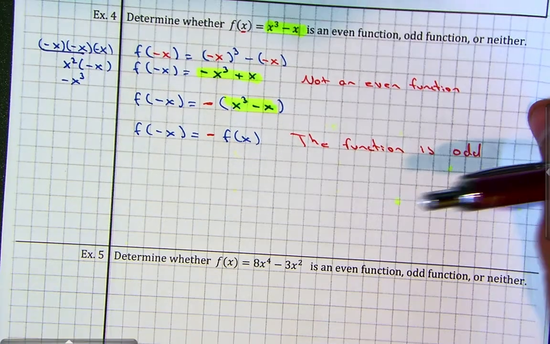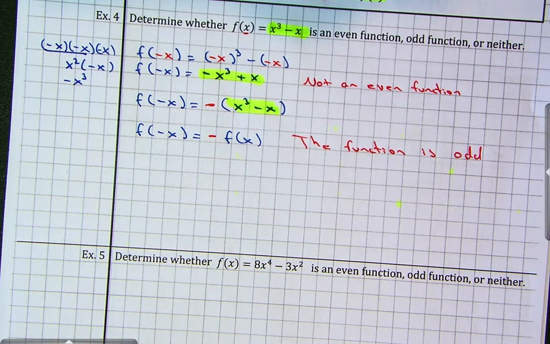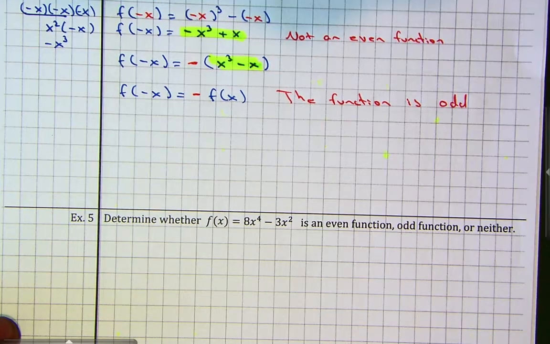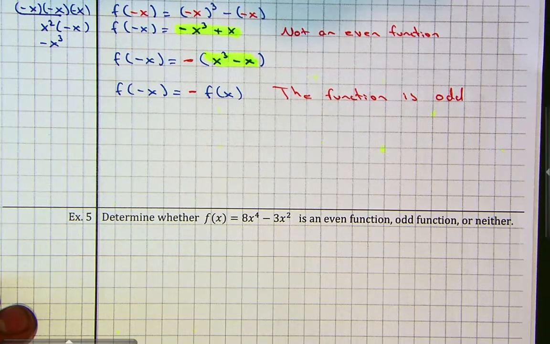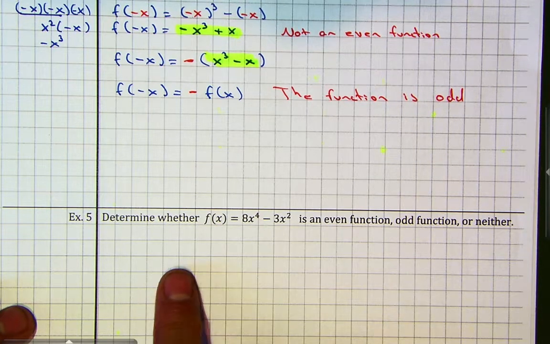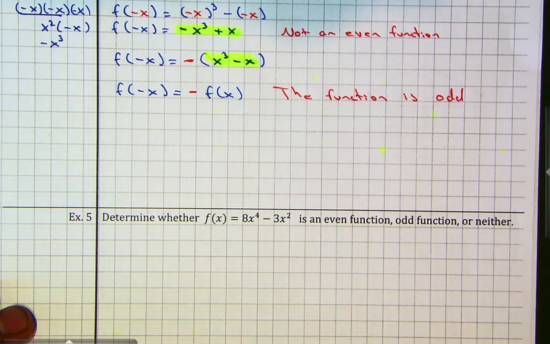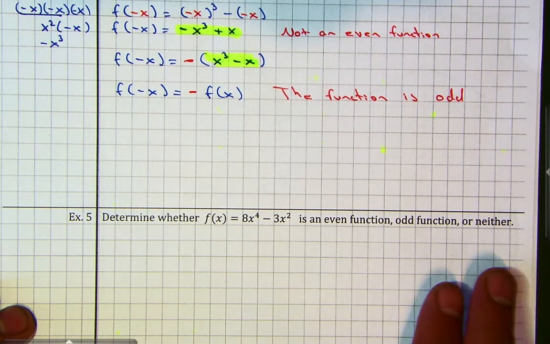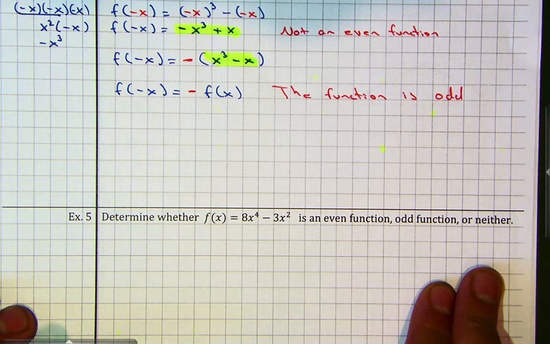Example number 5. We'll copy it down, and then we'll try it. See if it's symmetric to the x. See if it's an even or odd function, or neither. Go and pause it. Copy it down. Try it yourself, and then we can compare our answers.